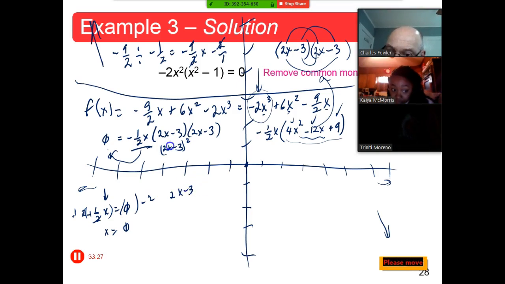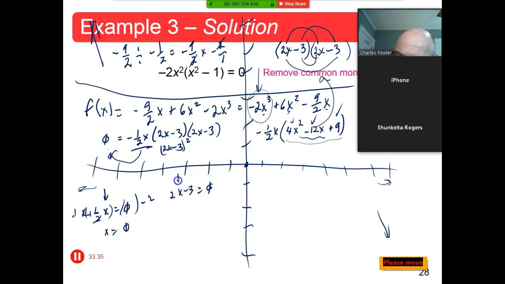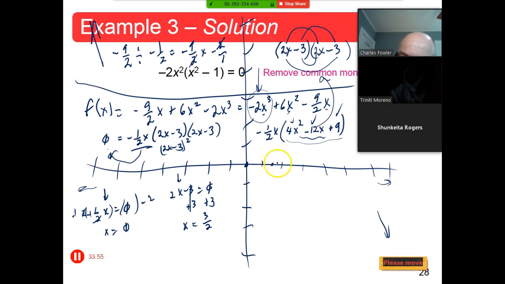2x minus 3. Set that one equal to 0. Now, y'all can do that one, can't you? How would you solve for x? Add 3 to both sides. Got it? And what? Divide both sides by 2. Okay, and that gives you x is equal to 3/2. Right? All right. 3/2 is right over here, right in between 1 and 2. 1 1/2, 3/2. But you see, this one's the same thing. So that's a double root. There's 2 of them at that same place.